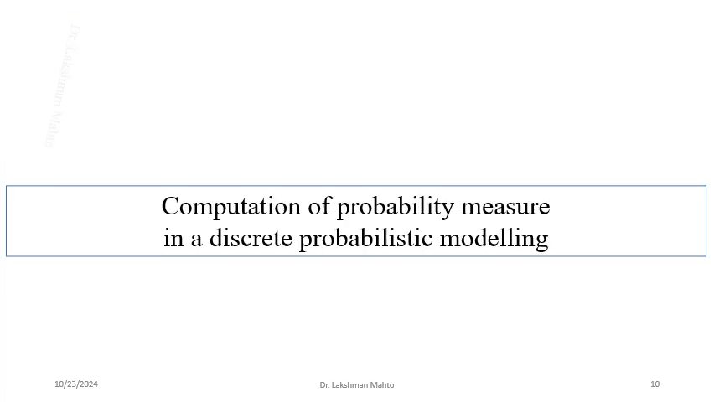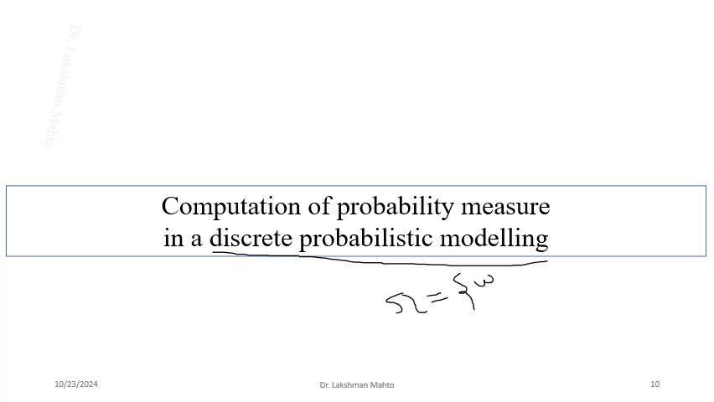Here we are talking about computation of probability measure. In discrete probabilistic modeling, what is the meaning of that? That means the sample space is a discrete set. What does it mean? That means we are able to write the elements of the sample space in terms of a sequence. An element of that sample space we denote by a small omega.